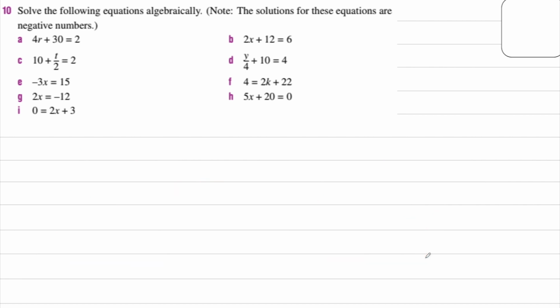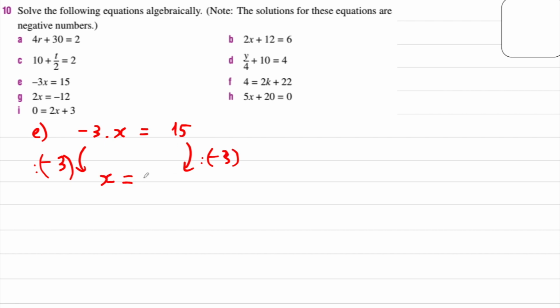The next question is question E. Minus 3 times the bracket equals 15. Yep. Divide by minus 3. Divide by minus 3. This one also is divided by minus 3 inside the bracket. Minus 3 divided by minus 3 equal to 1. 15 divided by minus 3 equal to minus 5.